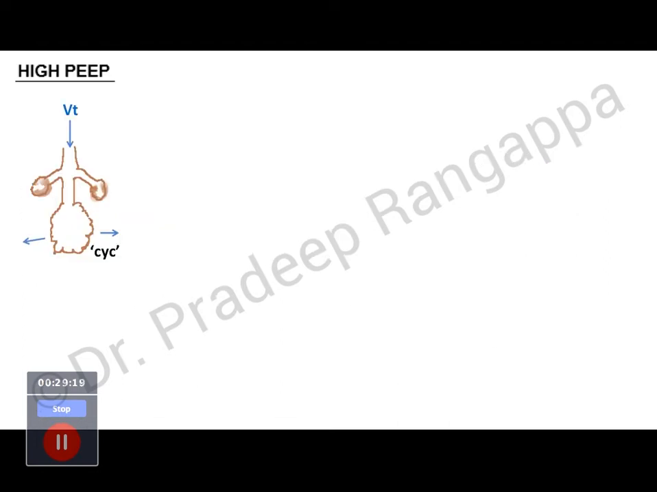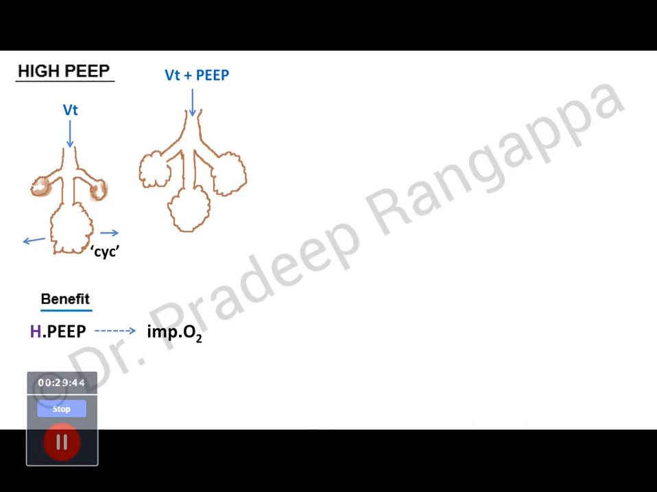So what do we understand by high PEEP? As I showed you in the figure, if you give only tidal volume, this is a normal alveoli which anyway opens and closes because of the tidal volume. These two are collapsed alveoli, they don't open up. But if you give tidal volume with PEEP, this collapsed alveoli also opens up like this. That is why we call it open lung. Open lung ventilation is simply opening up the collapsed alveoli. So what is the benefit of high PEEP? Because you're opening up these alveoli, you are getting more alveoli to participate in gas exchange, so you are bound to improve your oxygenation.